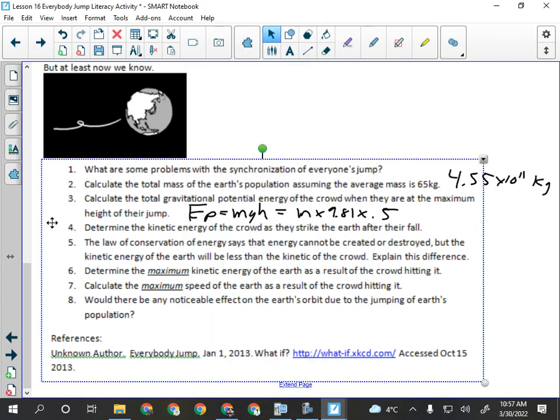Okay, determine the kinetic energy of the crowd as they strike the earth. Remember the law of conservation of energy? If they have that much potential energy, how much kinetic energy do they have when they hit the ground? Same amount. Okay, so we've already done that.